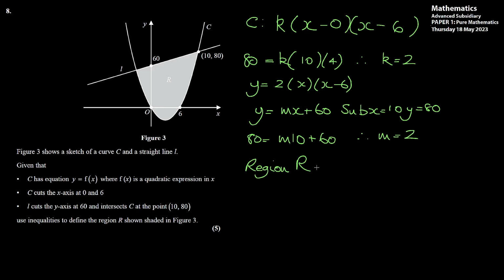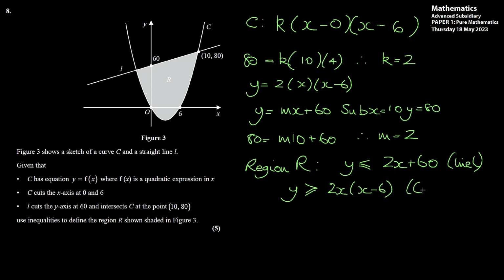So let's start to consider region R, and region R is below the line L. So therefore y must be less than or equal to our equation for line L, putting in all the values, which is 2x plus 60. And also y, if we want region R, must be above the equation of curve C, which is 2x(x minus 6), and that's curve C. And those two inequalities will gain you your 5 marks and indeed enclose the area R.